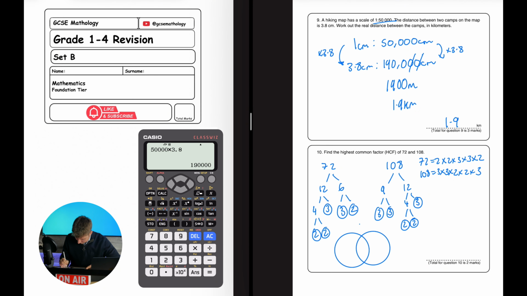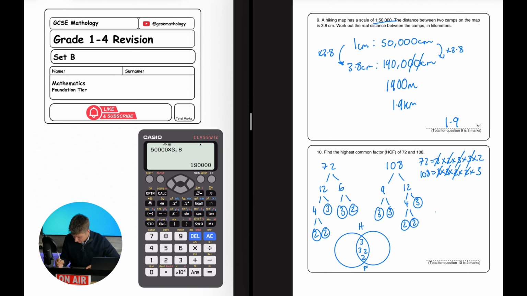And the highest common factor is all of the numbers in the middle multiplied together. So we've got a 3 in both. We've got another 3 in both. We've got a 2 in both. We've got another 2 in both, and that's it.